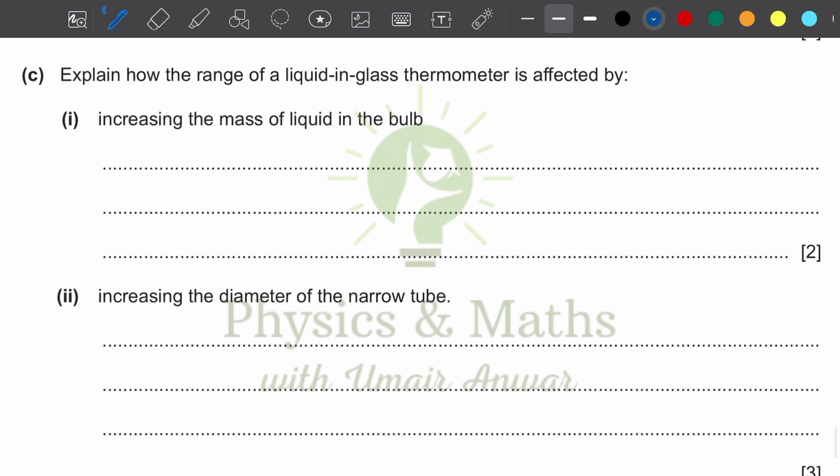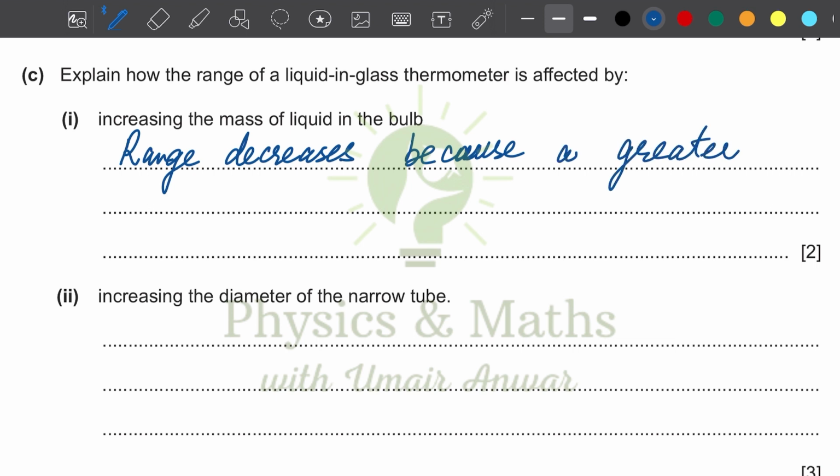The next part says explain how the range of a liquid in glass thermometer is affected by increasing the mass of liquid in the bulb. So when we increase the mass, the range decreases because a greater mass shows more expansion.